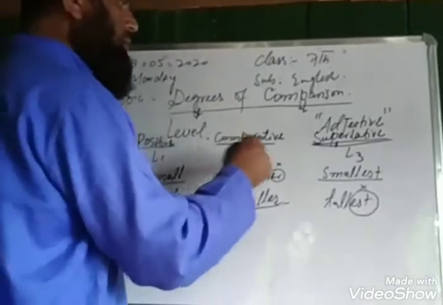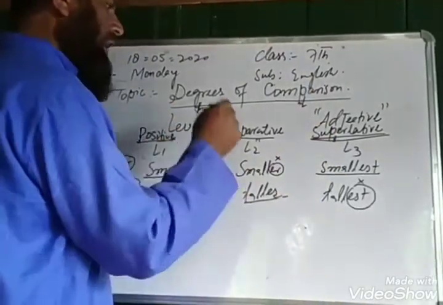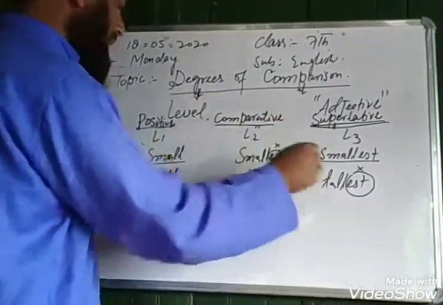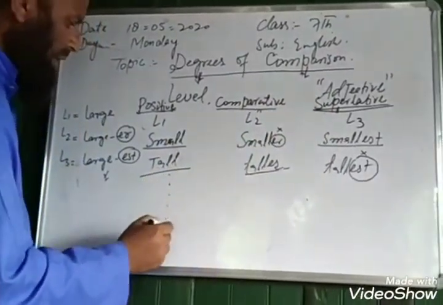Positive, comparative, and superlative. Level 1, level 2, and level 3. So small, smaller, smallest, tall, taller, tallest, and like that you can write many more words.